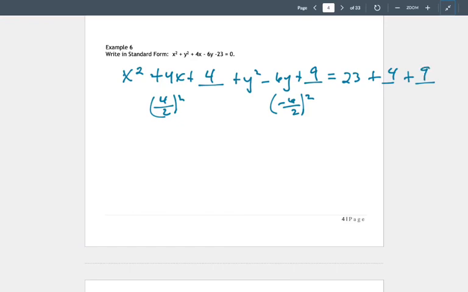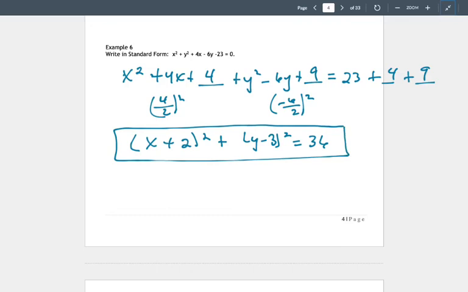Okay, and now when I factor it, I get x plus 2 squared plus y minus 3 squared equals 36. So this is the equation in standard form. And now you know what your center is. Your center will be at negative 2, 3, and your radius will be 6.